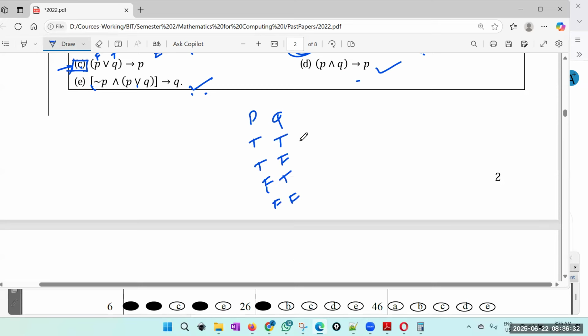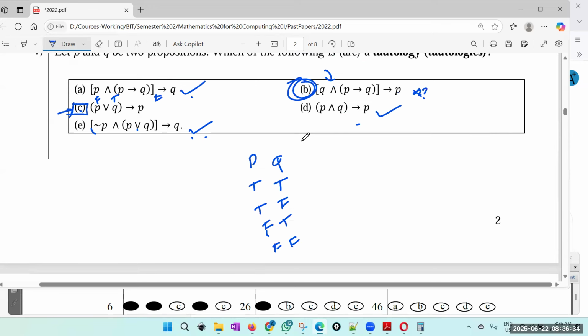Ideally, you must use this approach for all five answers. So I'll go for P implies Q. True, true, true. True, false, false. False means true, false means true. That is the truth table, okay? That truth table, I explained how we get it in the class.